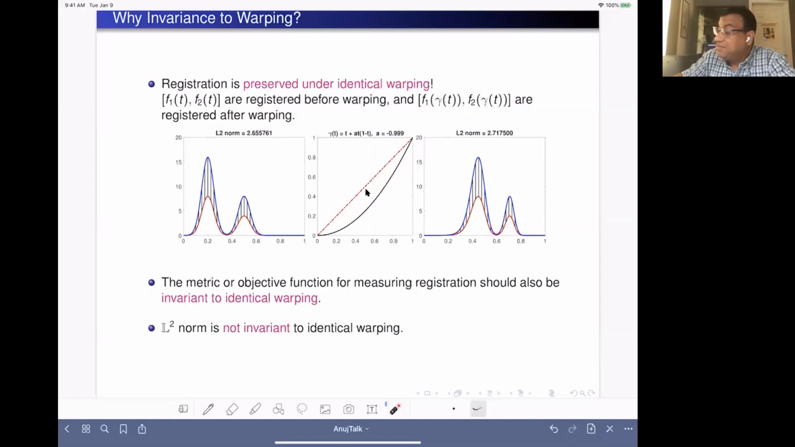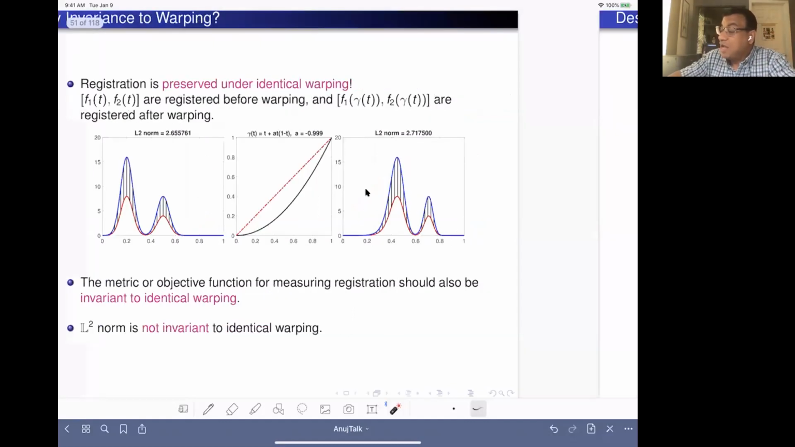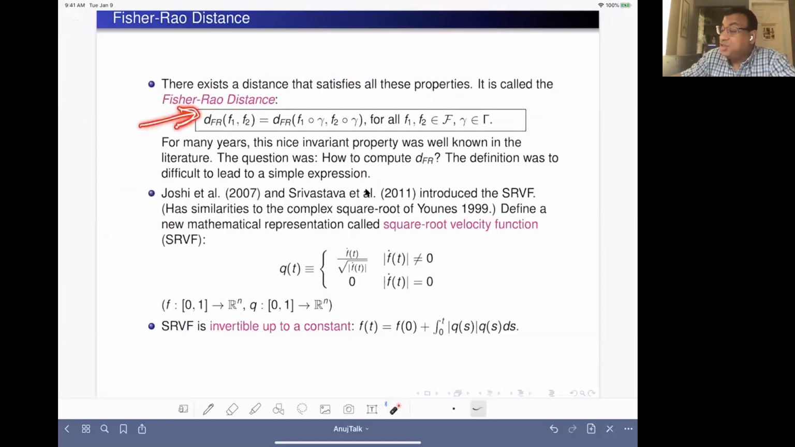And this is manifested in our need for a metric that should also remain unchanged. If I take two functions and time warp them by the same gamma, then the distance, the metric I'm using to do the registration, should also be unchanged. And there are very few metrics that actually satisfy this property and are still proper distances and have inner products and so on. And one of them is called the Fisher-Rao metric.